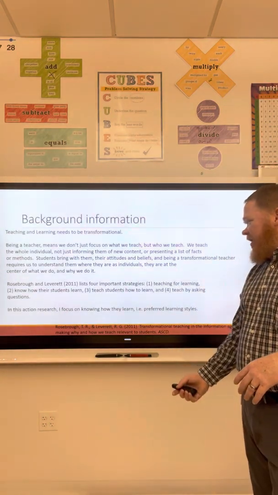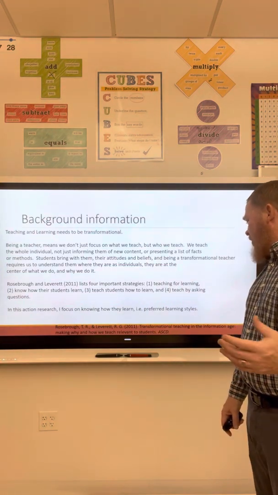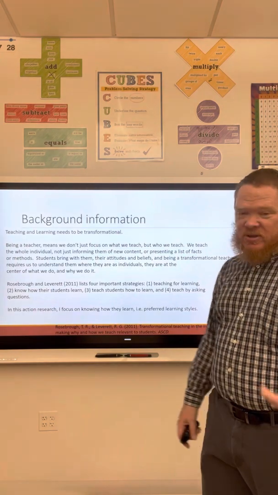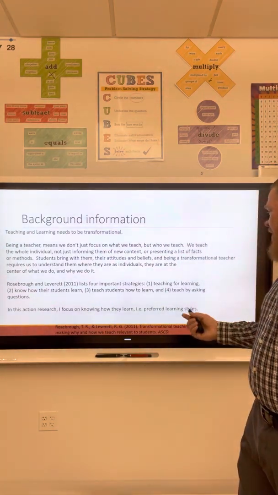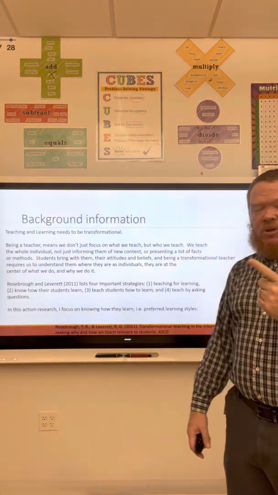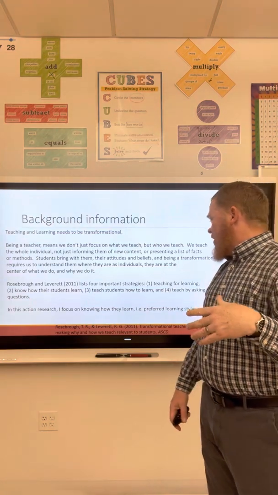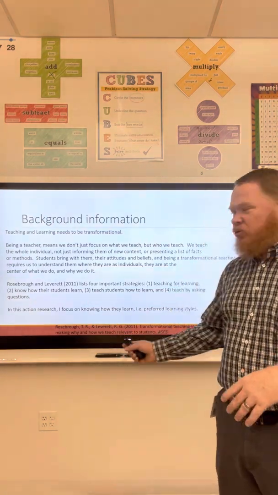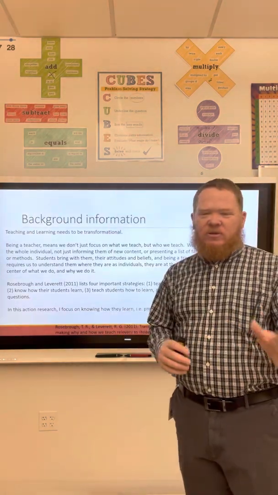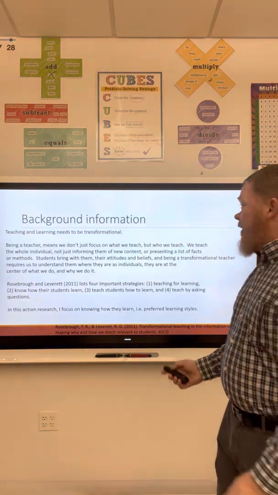Roseborough and Leverett say that the four most important strategies in their book, Transformational Teaching in the Information Age, for making why and how we teach relevant to the students, are this: number one, you should be teaching for learning. Two, know how the students learn. Three, teach students how to learn. And four, teach by asking questions. In this action research, I focused really on how they learn, using the preferred style of learning, or preferred learning style, I should say.